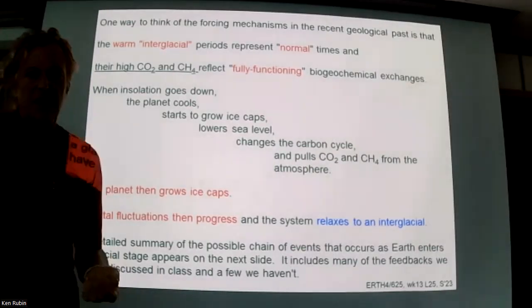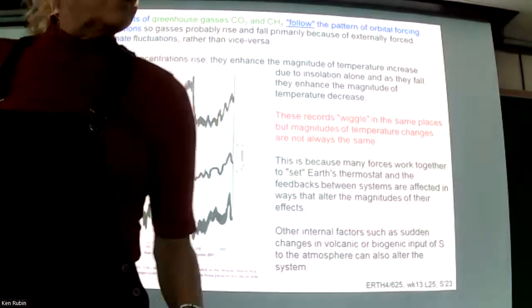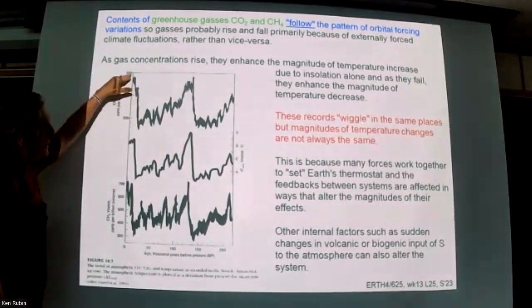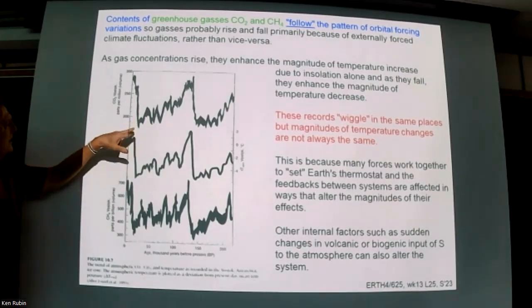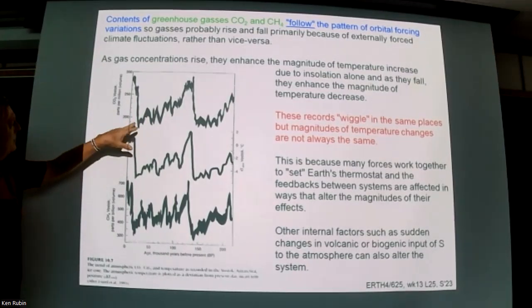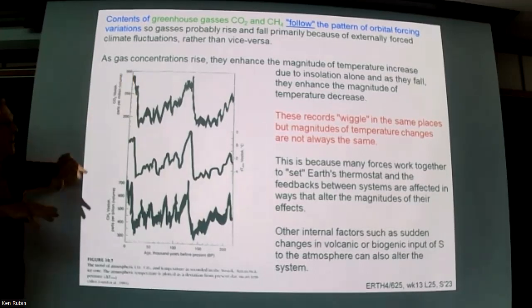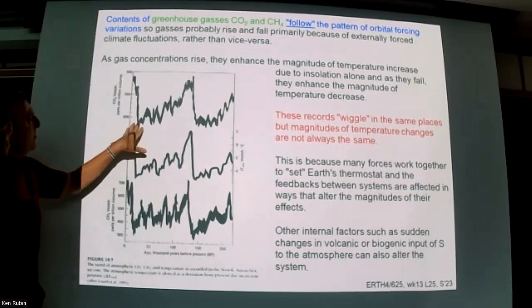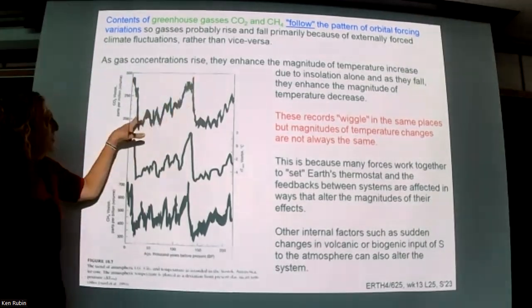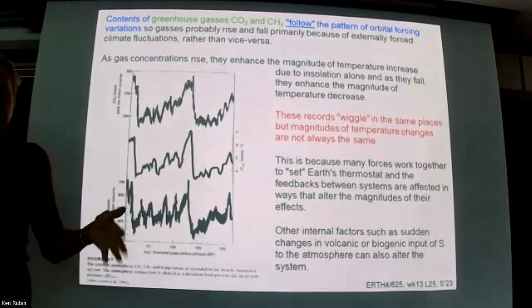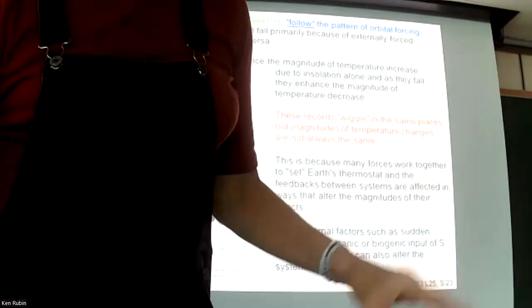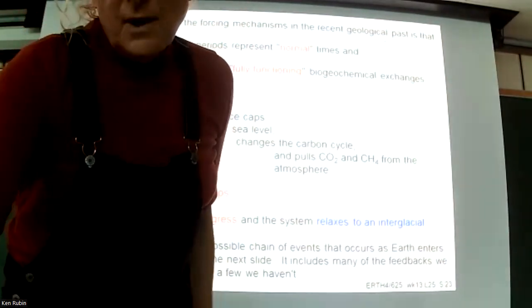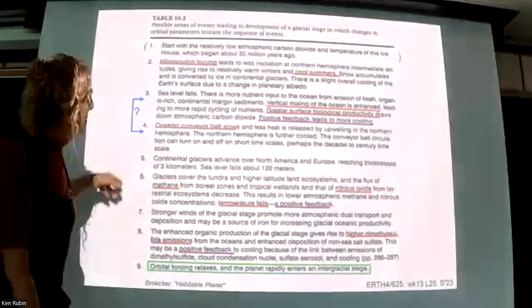And as we've seen from a lot of these diagrams, we bounce out of glacials really quickly. So if nothing else, what this should tell you is that whatever drives the forces of going from cold to warm are much, much faster than the forces that drive us going from warm to cold. And this is repeated in every glacial interglacial cycle of the last 2 million years.